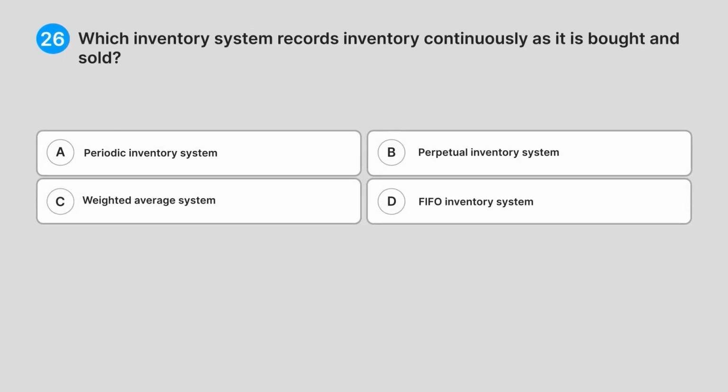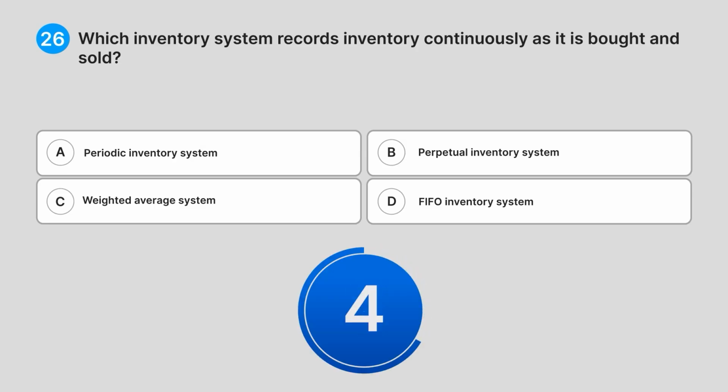26. Which inventory system records inventory continuously as it is bought and sold? A. Periodic inventory system. B. Perpetual inventory system. C. Weighted average system. D. FIFO inventory system. What do you think is the answer?